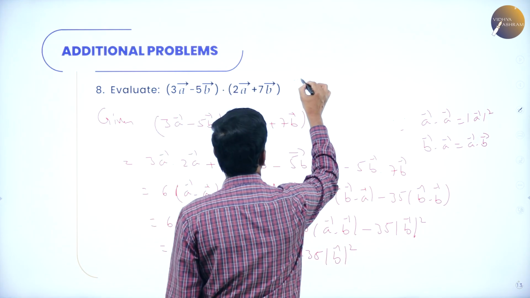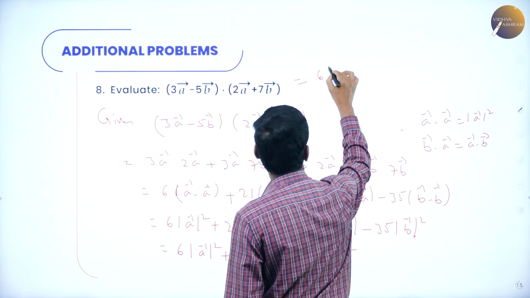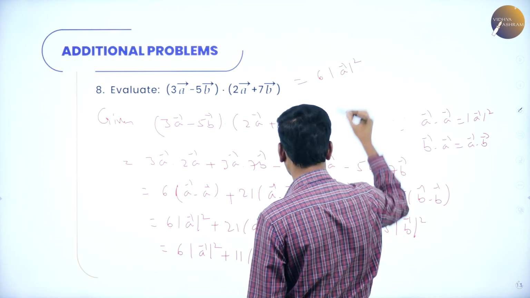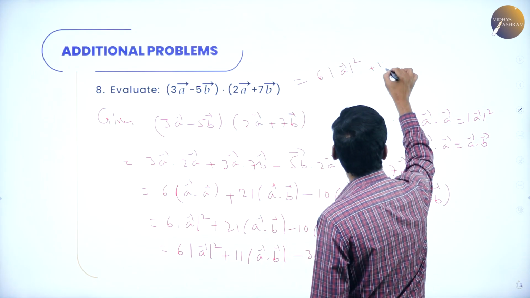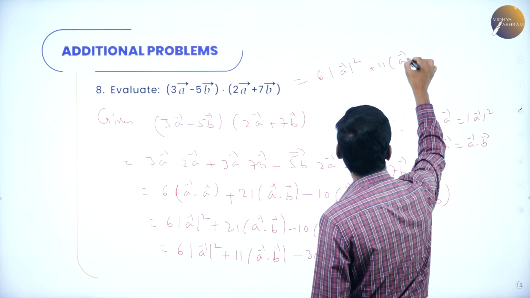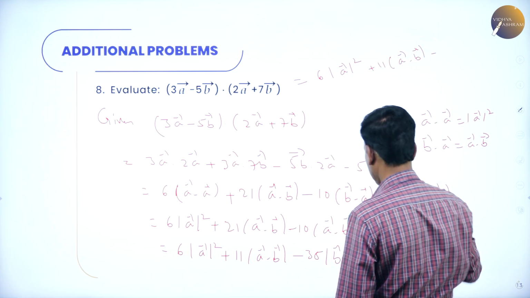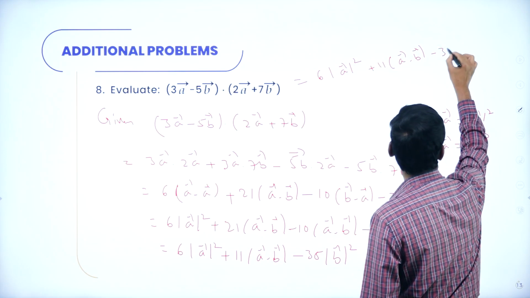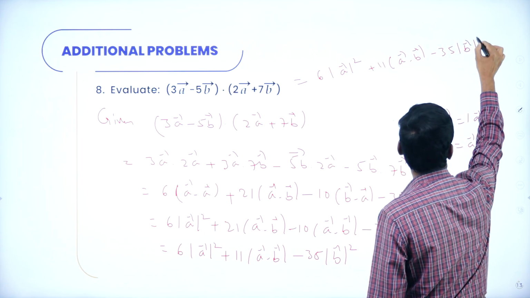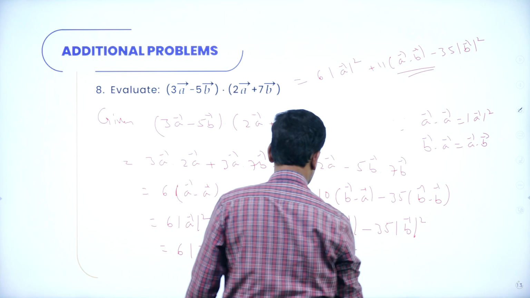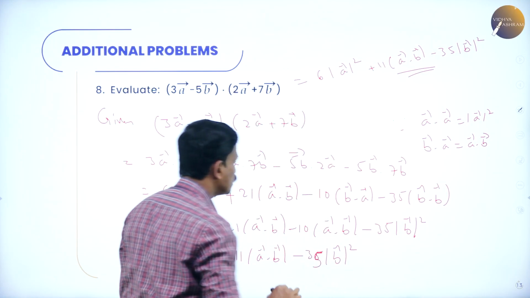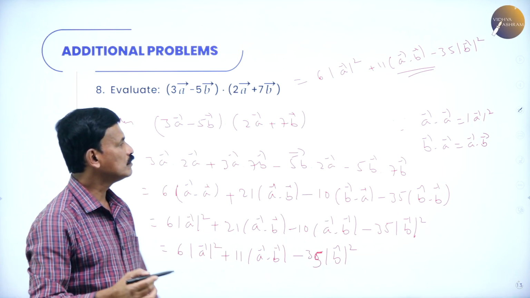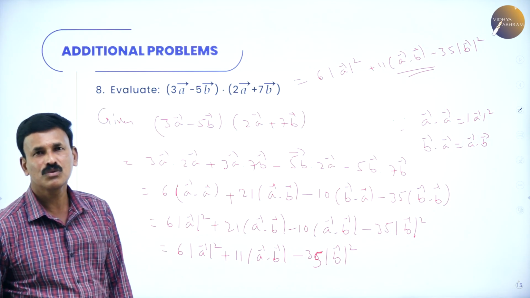So the required answer is 6 into length of vector a square plus 11 times vector a dot b minus 35 times length of vector b square. This is the required answer. That's it. Hope you followed.